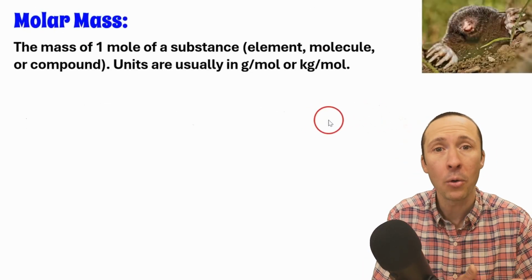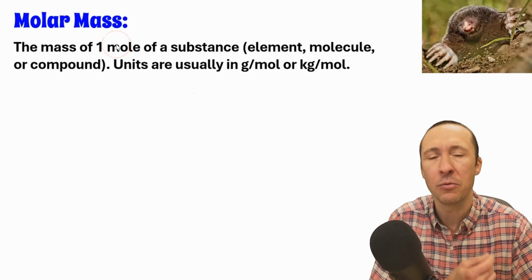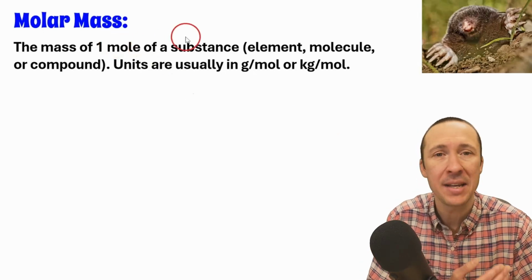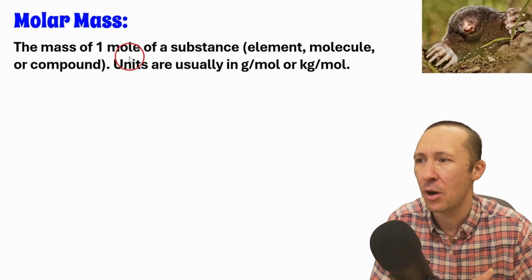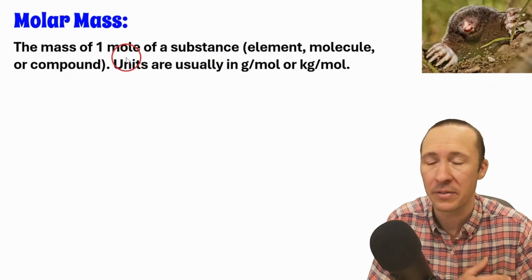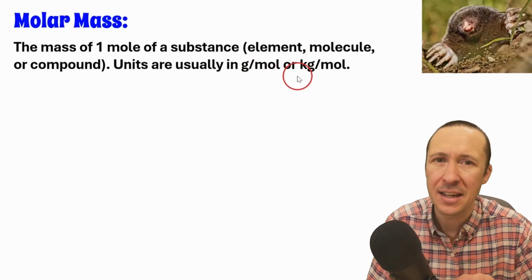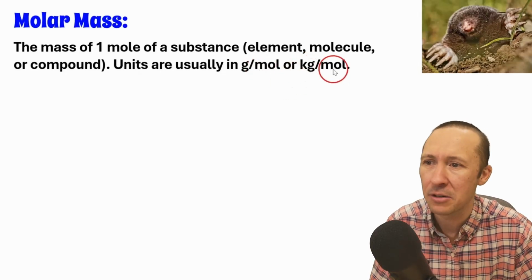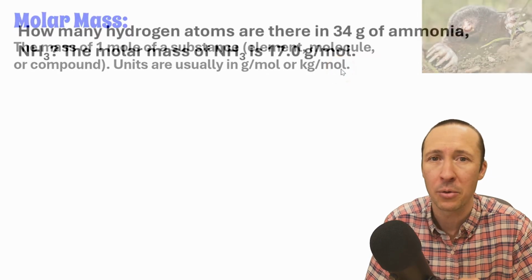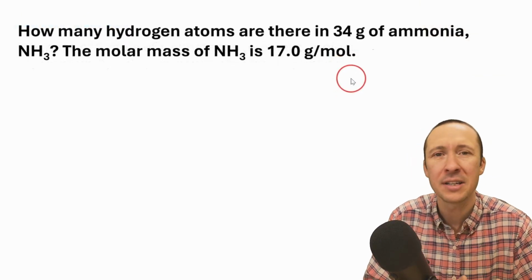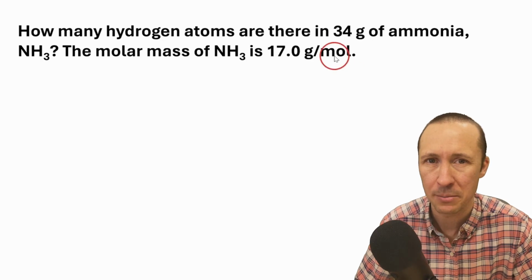Perfect. Now, molar mass is the mass of 1 mole of substance, which could be anything, an element, molecule, compound, whatever. You just have 1 mole of it. And the units are usually in grams per mole. But if you need things to be in SI units, then kilogram per mole is what we need our molar mass to be in. So here's an example of a unit conversion using molar mass.